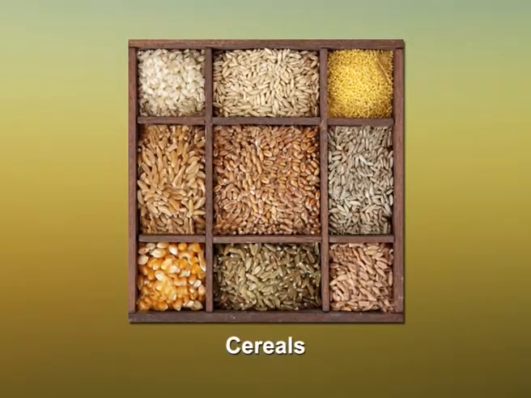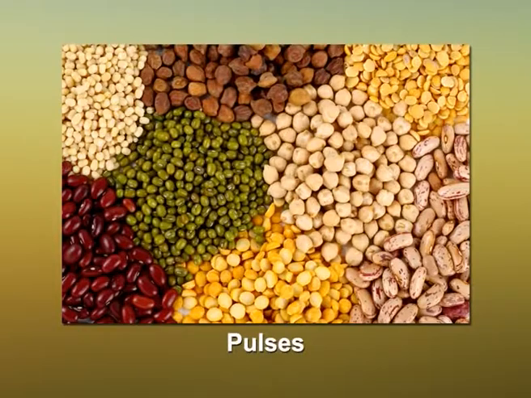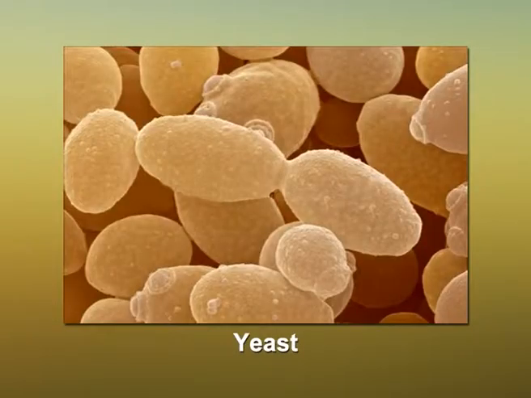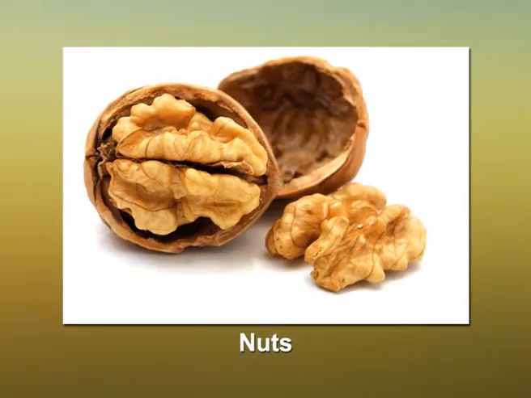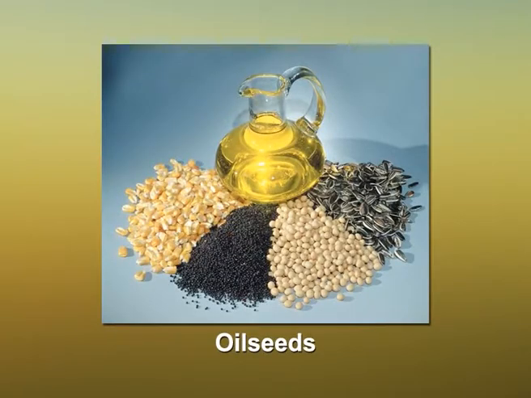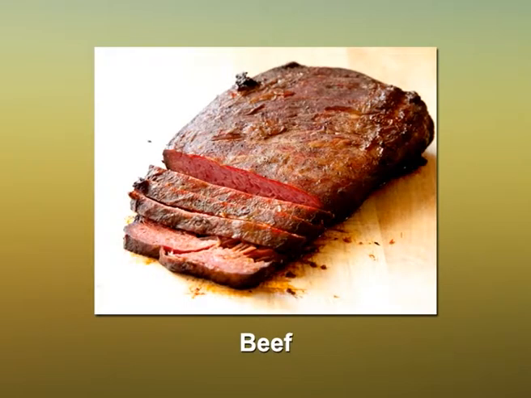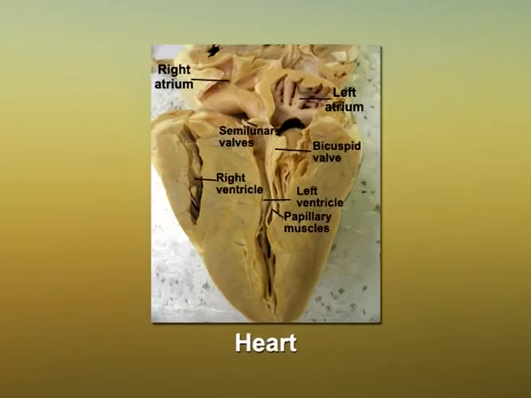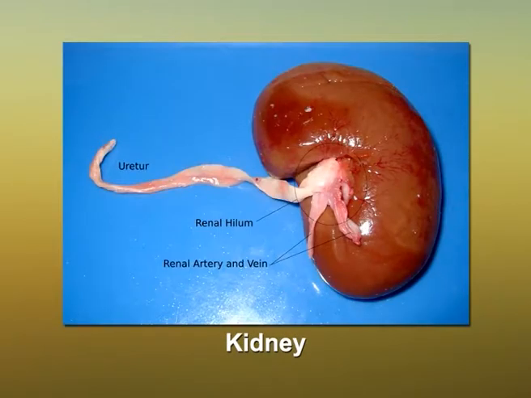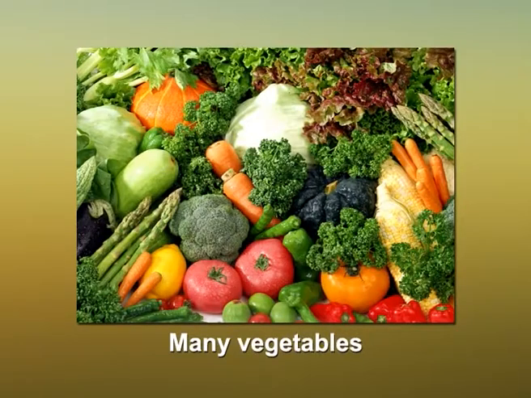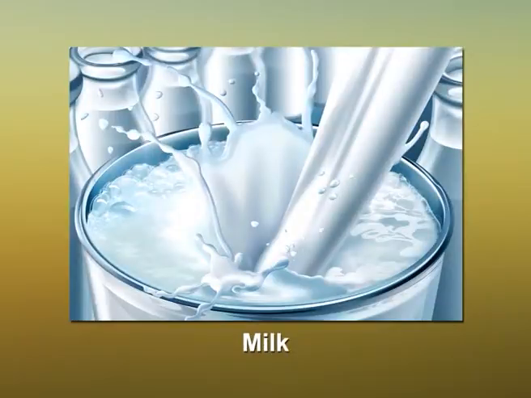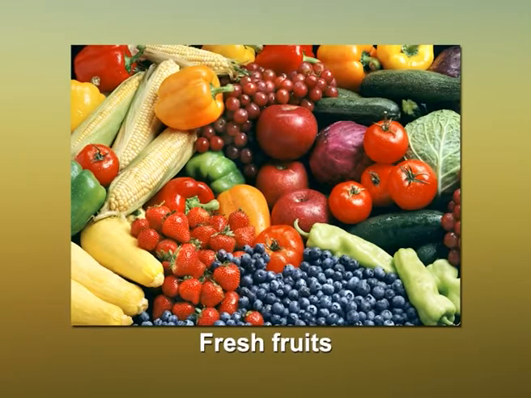The best sources of vitamin B1 are cereals, pulses, and yeast. The rich sources of vitamin B1 are nuts, oilseeds, eggs, fish, beef, liver, heart, kidney, and many vegetables. Milk and fresh fruits also contain appreciable amounts of thiamine.